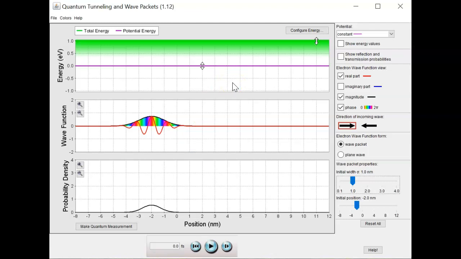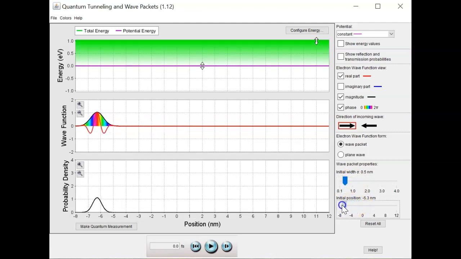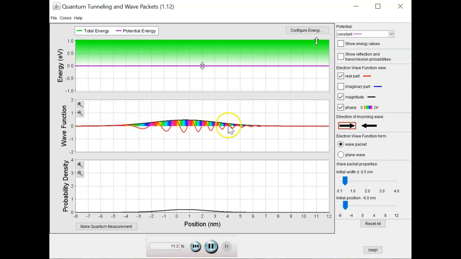Question 6 says to set the initial width to be 0.5, which I've already adjusted. So let's put that on 0.5 nanometers, and the initial position to be -6. There we are. Then let's look at the real component, again the red, and watch if the wave packet width is changing in time. Again, we're looking at the envelope. And very clearly we see that the envelope is spreading out.